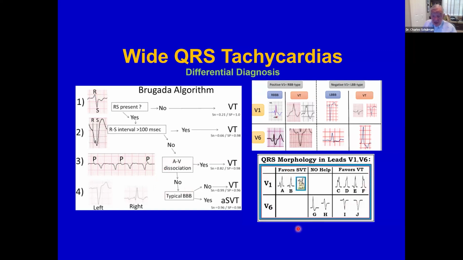These are some of the morphologies looking in V1. A right bundle branch block with this RSR prime rabbit ear favors supraventricular tachycardia, whereas these appearances favor ventricular tachycardia. And if you look at V6 and you have a deep S wave like this, it's got to be VT. There's another example right here. In terms of left bundle branch block, a narrow R wave with prompt downstroke suggests supraventricular tachycardia, whereas a fat R wave and notch on the downstroke suggests VT.